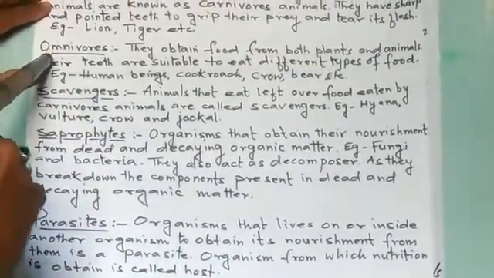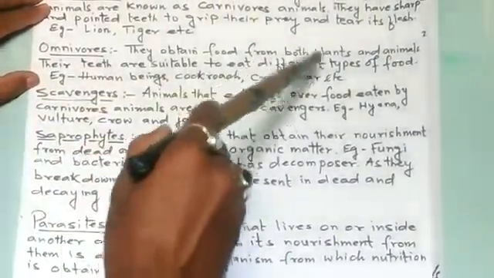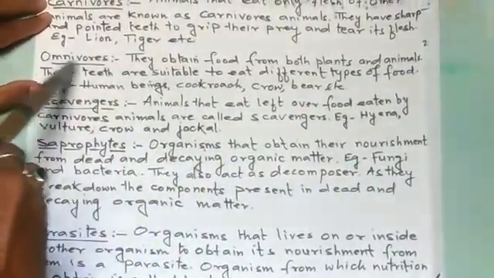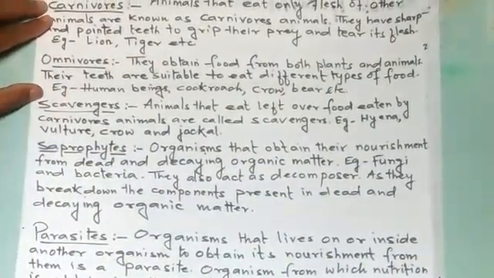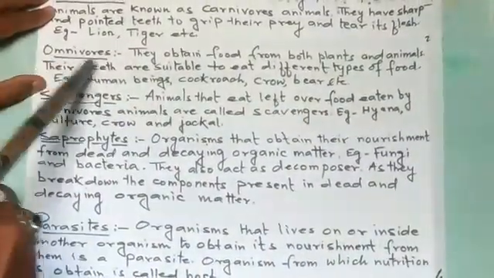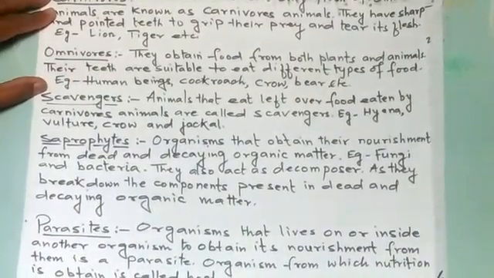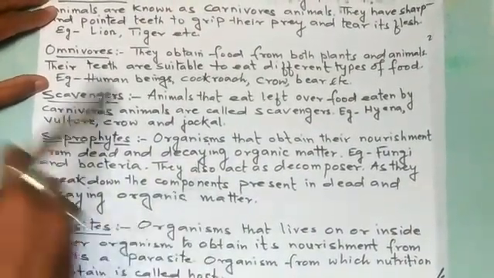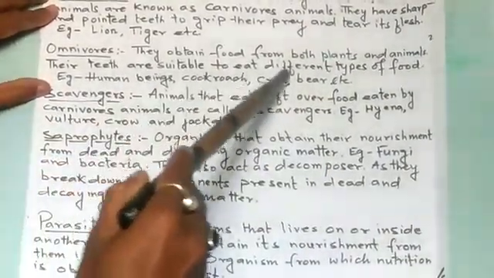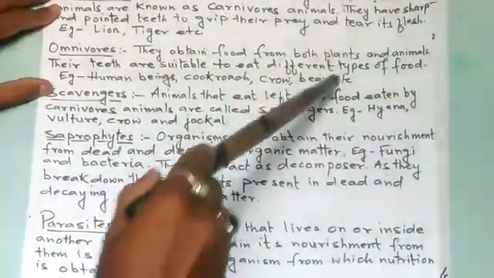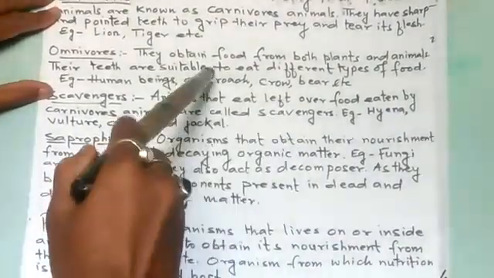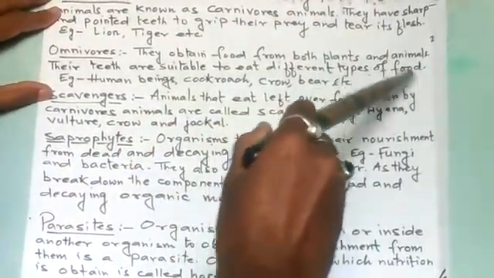Next comes omnivorous. What are omnivorous animals? They obtain food from both plants as well as animals. That is why they are known as omnivorous. As they eat both plants and animals, their teeth are suitable to eat different types of food.